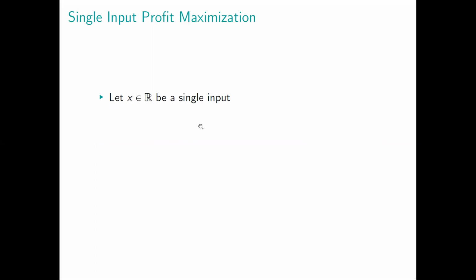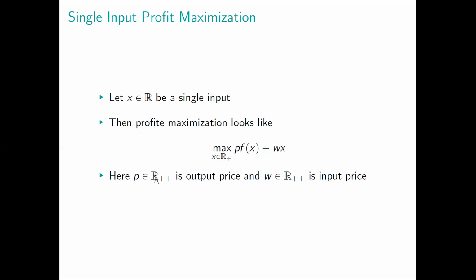Here, x is going to be a single input. And the profit maximization problem then looks like p times f of x minus wx, right? So this is the revenue you get minus the cost of the inputs. And here p is a positive output price and w is a strictly positive input price.